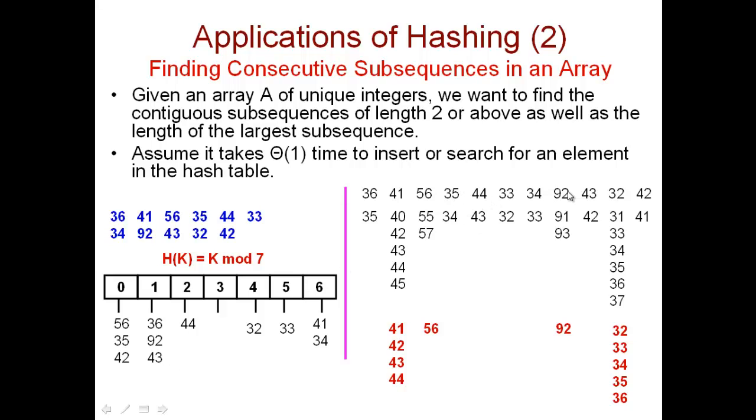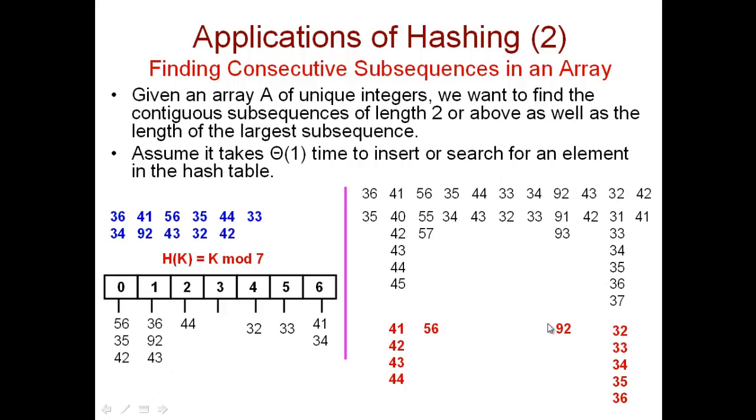So now let us see 92. For 92 to be a starting element, we should check for 91 in the hash table. 91 mod 7 is 0, and 91 is not there at index 0. So 92 is a starting element of some subsequence. Now check for the element greater than 92, which is 93. 93 mod 7 is 2, and it is not there.